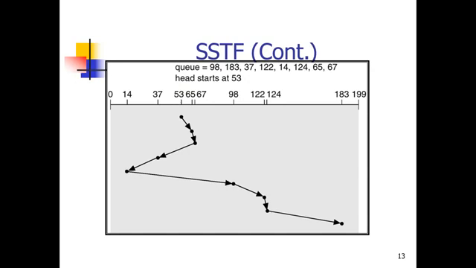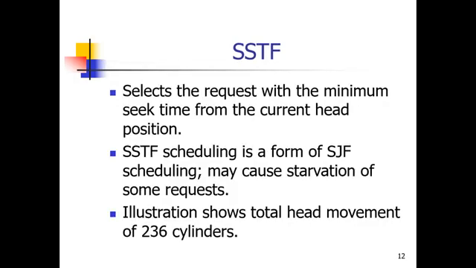Otherwise, if there is no tie, you just calculate the difference from 53 to all the requested track numbers, and whichever is minimum, you move accordingly. After 65, the minimum is 67. As you can see, the difference is only 3. Then from 67, the next minimum difference is 37, and the next minimum is 14. The next minimum is 98, then 122 and 124, and then 183, and then my algorithm stops. If you calculate the differences and sum them all, we will have 236 cylinder movements, right? That's the minimum, because that's a greedy approach.